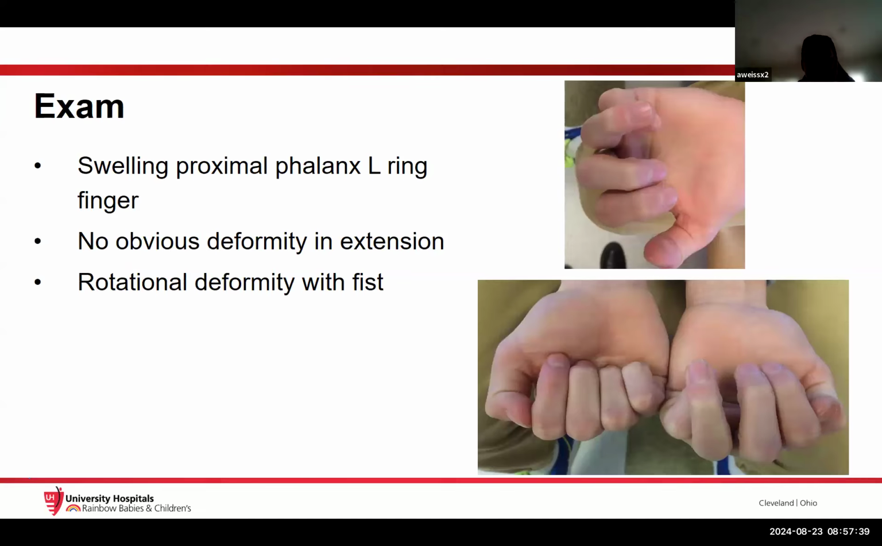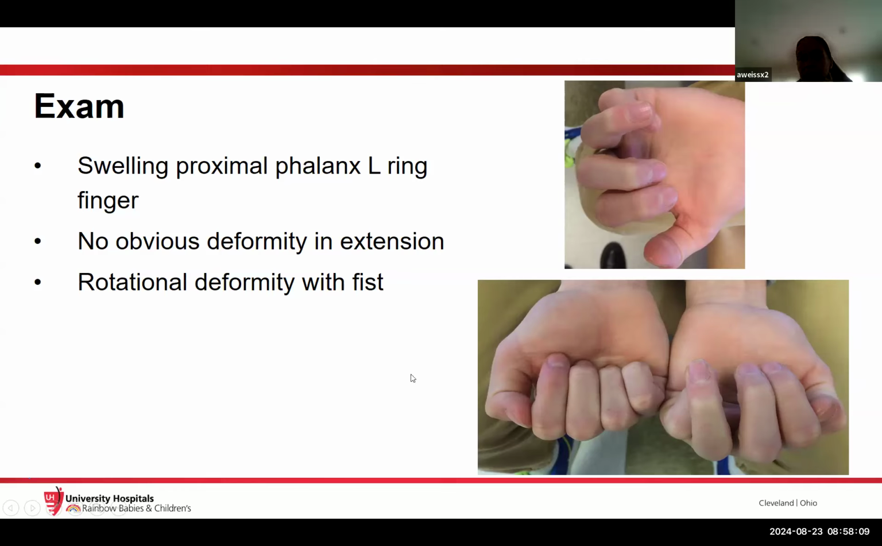We always look for rotational deformity. So having kids make a fist, you can see this kid's finger crosses over the little finger when you have them make a fist. So this has rotational deformity, which can add significant issues with function as you go through life, particularly if it's on your dominant side. But if you think about gripping a bat, gripping a golf club, or, depending on what you do in life, carrying boxes, this is going to get in the way.